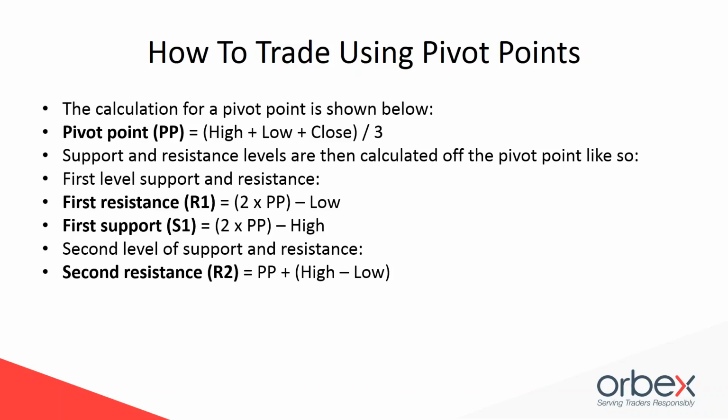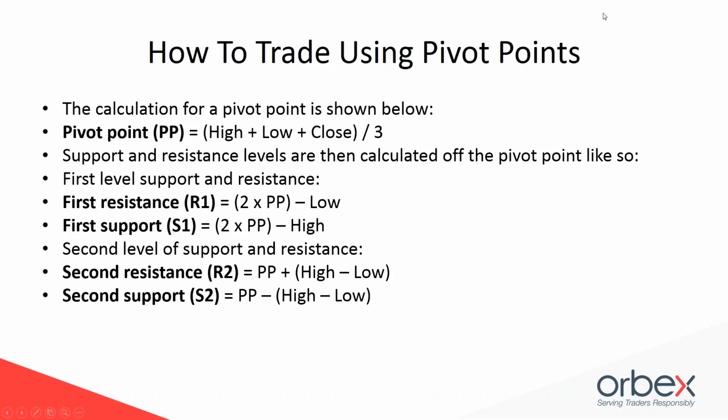I hope this is also clear. The second support area is the opposite: the pivot point minus the high minus the low. Try not to confuse yourself with these calculations, but you have to understand it pretty well.